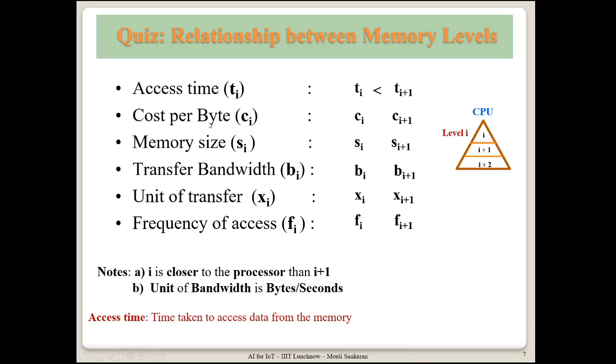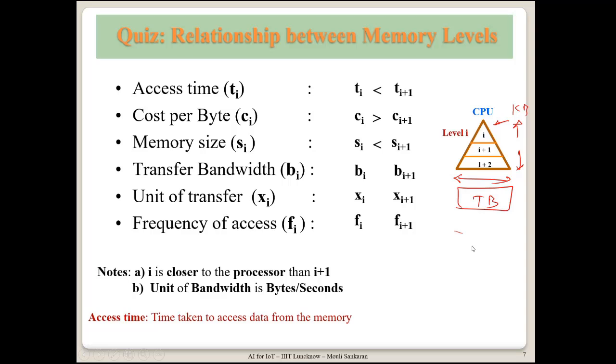Now cost per byte. I also said that the memory here is expensive, and this is cheaper. So cost per byte Ci will be more, right? So this is the relationship. Memory size: the width of the pyramid itself shows the size of each level. Normally hard disk is in terabytes compared to cache which is in kilobytes, right? So you know that memory size Si will be smaller than Si plus 1.